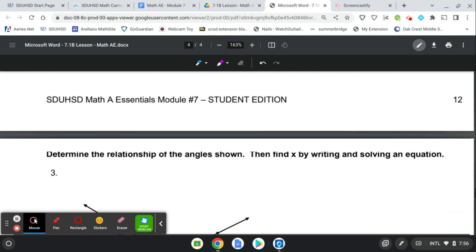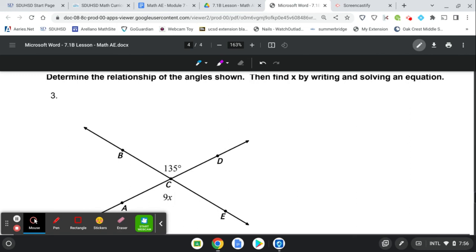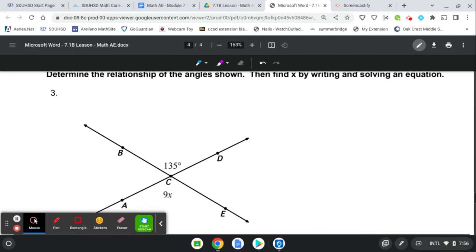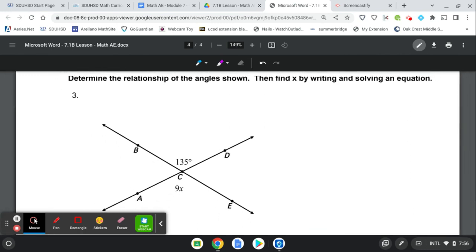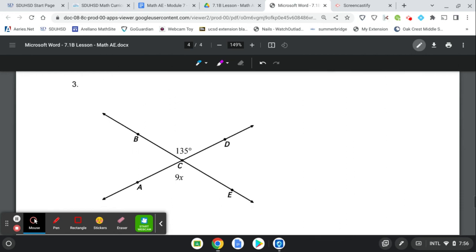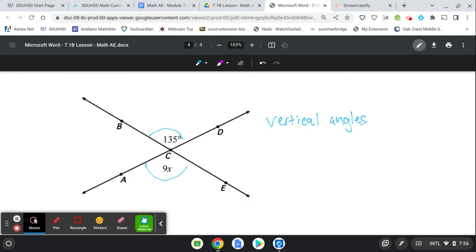Okay, go to the next page, page 13. Number 3 says to determine the relationship of the angles shown, then find x by writing and solving an equation. Angle ACE and angle BCD are across from each other, so they're vertical angles. To write our equation, we know vertical angles are equal to each other. So 9x is going to equal 135.